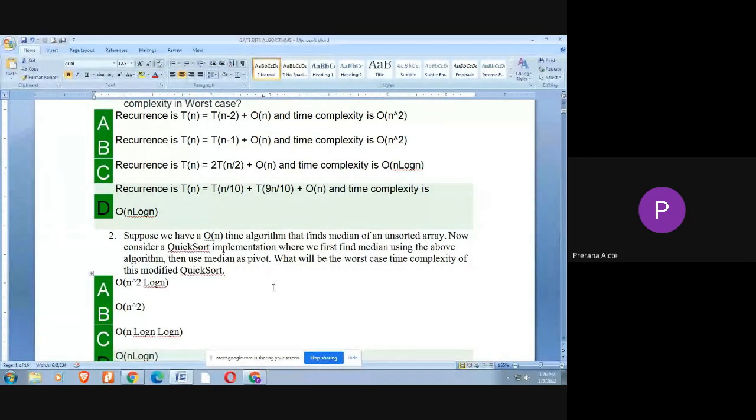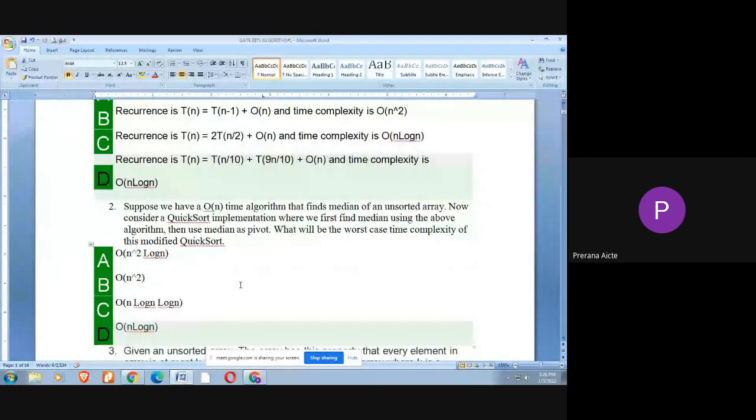Suppose we have an order of n time algorithm that finds the median of an unsorted array. Now consider a quicksort implementation where we first find the median using the above algorithm. That means we find the median of an unsorted array in order of n time, and then we use the median as the pivot. Then what will be the worst case time complexity of this modified quicksort?